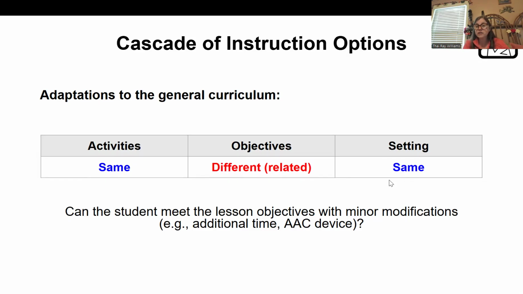Whereas the general education students, their questions might be more general or more specific based on the goal, on the objectives that they have. So everybody's doing Two Roads, everybody is answering comprehension questions, but our students' objectives are a little bit different, and they're all doing it in a general education setting. And so when you're thinking about this option, you want to think about, can the students meet the lesson objectives with just minor modifications, such as additional time or the use of an AAC device?